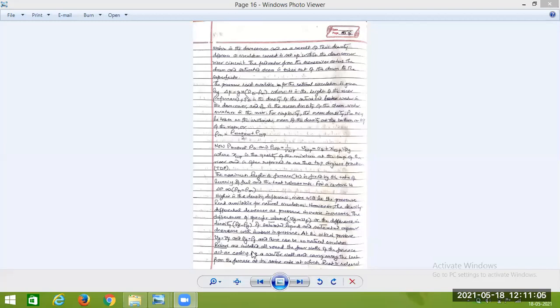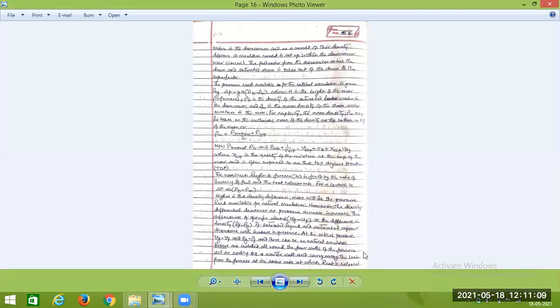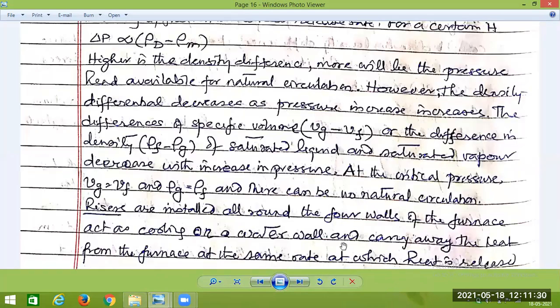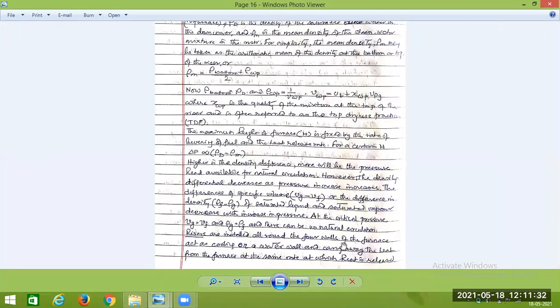Risers are thus installed all around the four walls itself, and the saturated vapor density decreases with increasing temperature. All around the four walls of the furnace, they act as a cooling or water wall and carry away the heat from the furnace at the same rate at which the heat is being released in it by the burning of fuel.